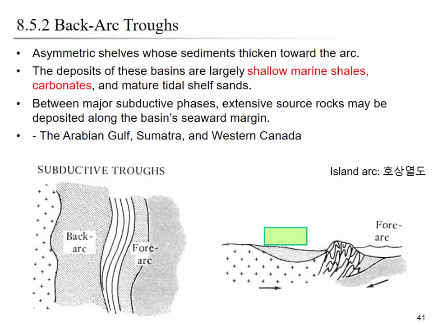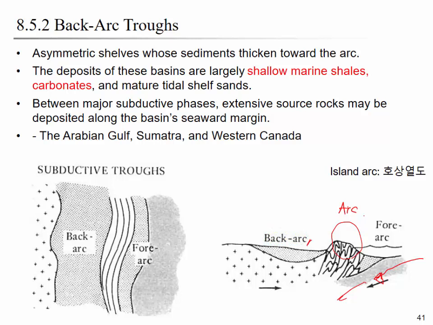So back arc trough first. Asymmetry shelves, okay. This gives you the basic idea. You have a crust coming in, right? And so these are going down, and this is the continental crust. And then you have an island arc. This is the arc, like Japan. Right? And where the volcanic activities are very high. Then here's the fore arc, and this is the back arc.